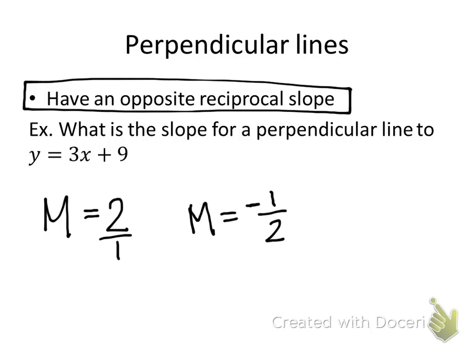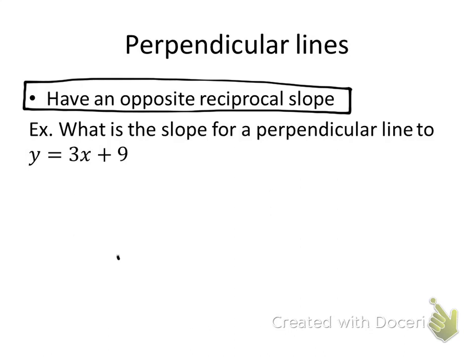Okay, so they've given us this example right here. y is equal to 3x plus 9. First of all, to find out what a perpendicular line would be, I have to know what the slope is. So let's find, what is the slope of this equation? m is equal to 3. Okay? So I know that this is my slope here.